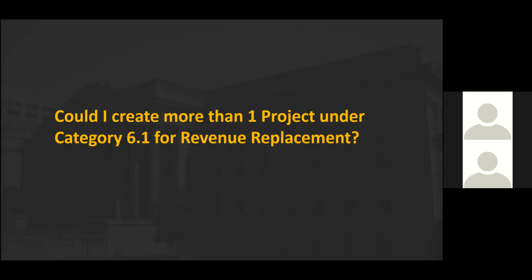Next common question we get, and I touched on this in the demo, was, can I create more than one project under the category 6.1 for revenue replacement? Yes, you're welcome to create as many projects that reflect how your jurisdiction is actually using the funds. The aggregate of all of your projects being claimed under that category should ideally align with how much you're claiming. If you're claiming the standard allowance, it would be up to your total allocation.